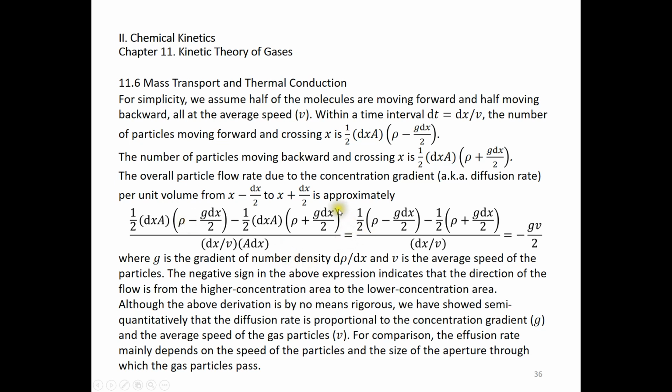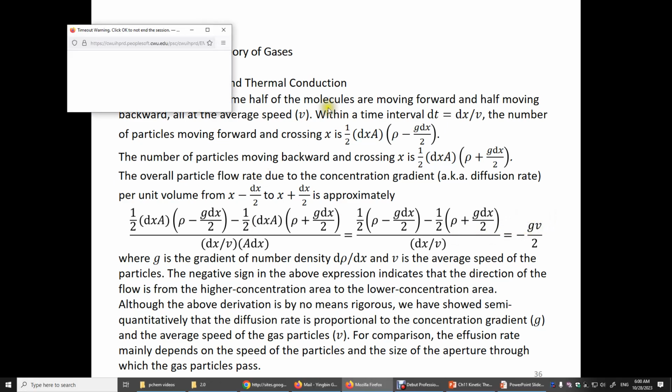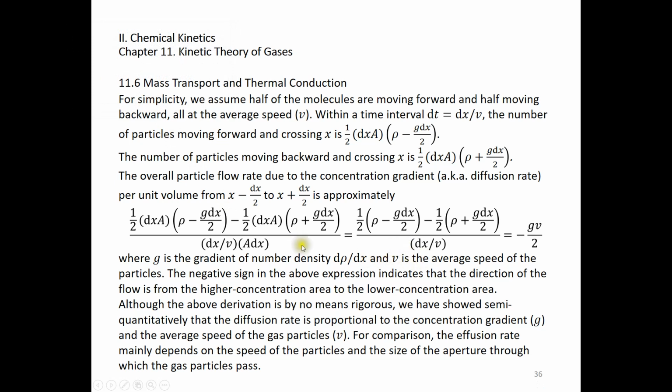So you can see this diffusion rate is proportional to the gradient. And v is the average speed. Now you can see the diffusion rate is also proportional to v. Why do we have a negative sign? Well, it's just because the direction of the flow is from the higher concentration area to the lower concentration area. That's why we have a negative sign over there. So this gradient is positive from the lower concentrated region to the higher concentrated region, but the diffusion is from higher concentration to lower concentration.